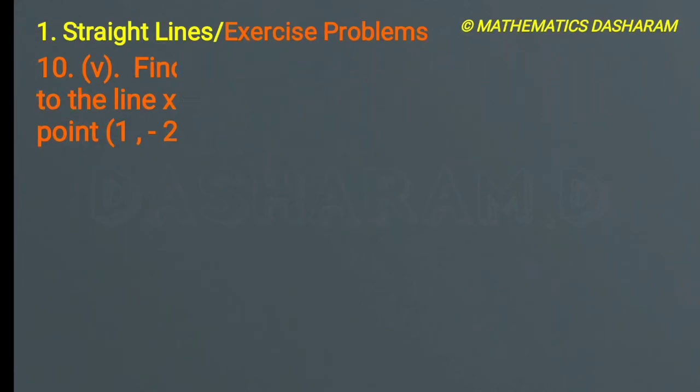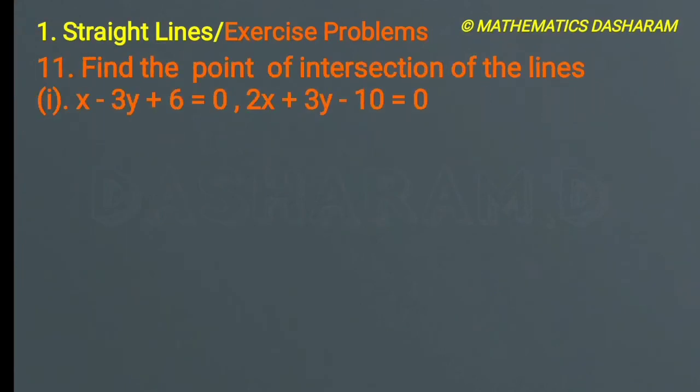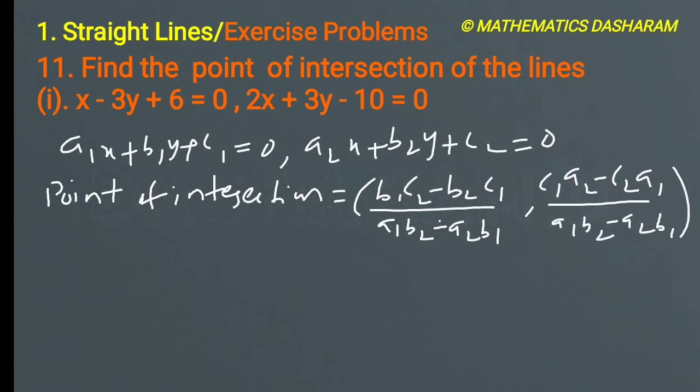Next, 11th question is, find the point of intersection of the lines x minus 3y plus 6 equals 0, 2x plus 3y minus 10 equals to 0. So point of intersection means solution of both equations. So x value, y value we have to find out. So here is a suitable formula: b1c2 minus b2c1 by a1b2 minus a2b1 is the x value, comma, c1a2 minus c2a1 by a1b2 minus a2b1 is the y value.